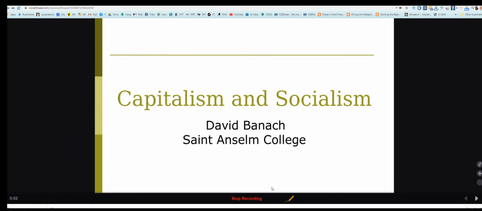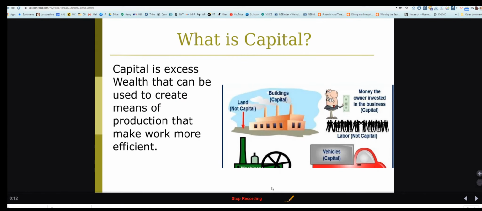So this lecture will talk about the difference between capitalism and socialism and provide some of the basic arguments that are often given for capitalism. Capitalism gets its name from capital. Capital is what we call excess wealth.